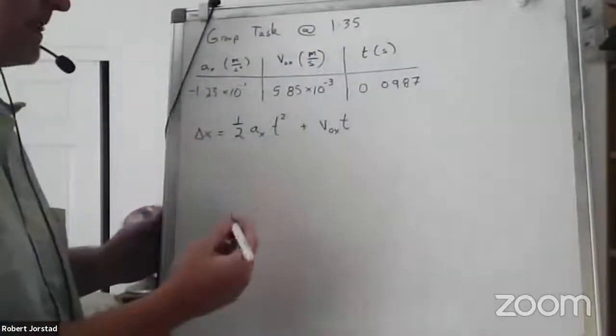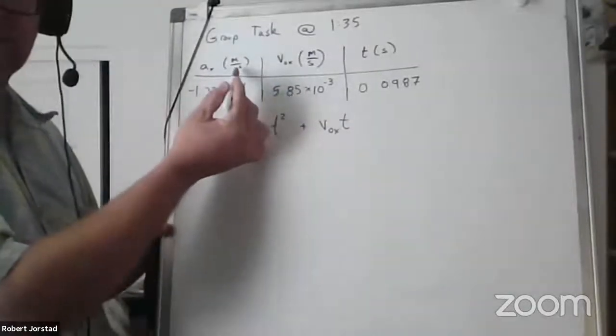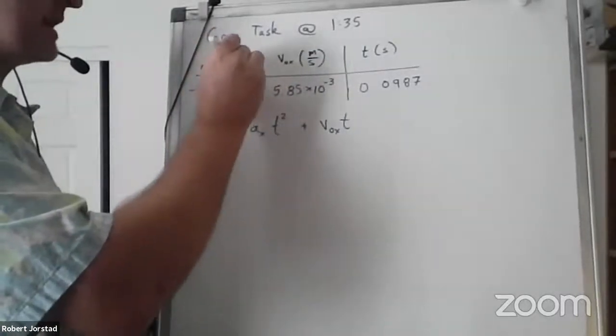So, okay. In here, we see the number. Up here, we see the units. This is a little bit small, so let me make that a little bit bigger. Meters per second squared.